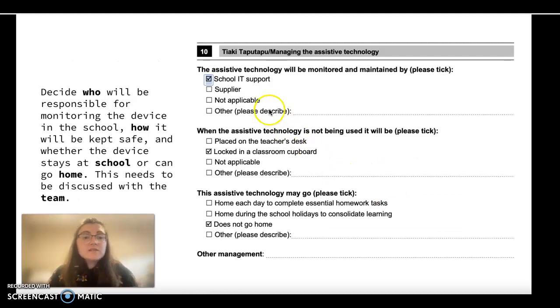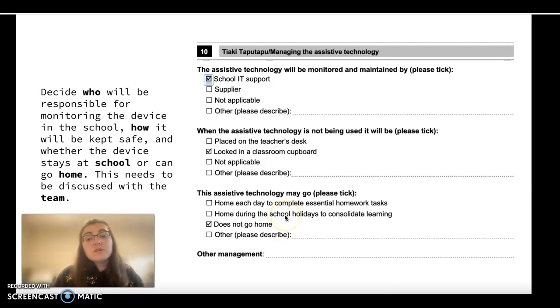And then section 10, so decide who will be responsible for monitoring the device in the school, how it will be kept safe, and whether it will stay at school or go home. And it needs to be discussed with the whole team. So usually the IT support will monitor the device and make sure it's still working. And when it's not being used, it's good to just decide where to keep it. And then, decide whether you want it to go home.